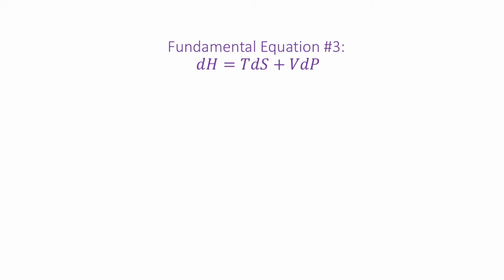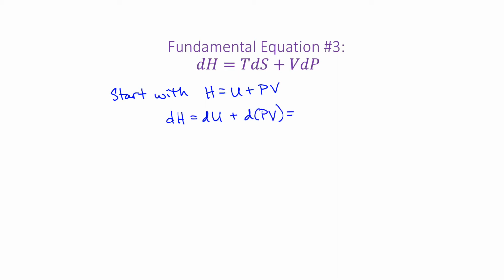Okay, on to fundamental equation number 3. So we're going to look at enthalpy this time. Again, we're going to start with the definition of enthalpy. So we're going to start with H equals U plus PV. All right, and then our differential for that is going to be dU plus d(PV). Again, invoking our product rule, we end up with P dV plus V dP. Okay, so this is all stuff we've seen before.